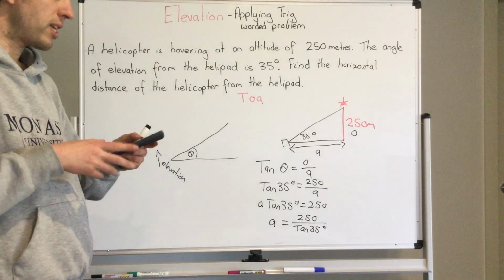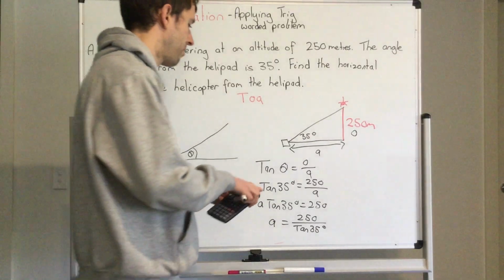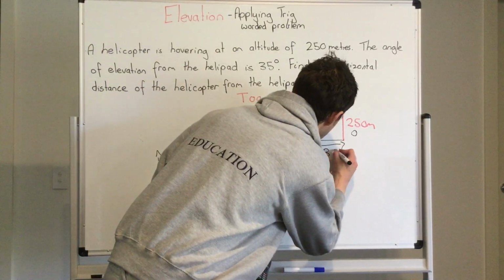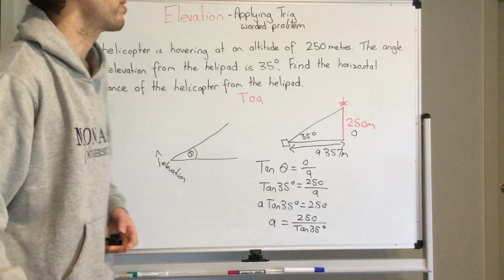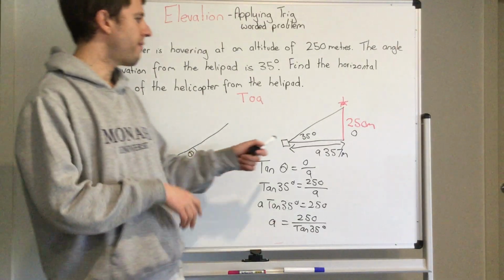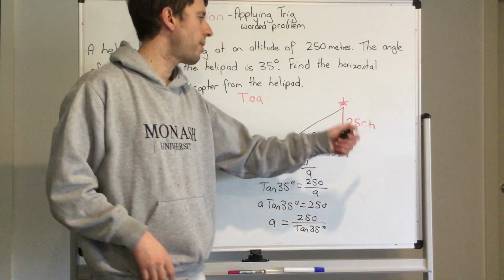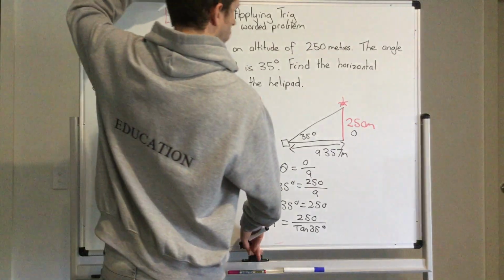And that gives me 357 meters. 357 meters, point 0 3, but I'm just rounding it to 357. And there we have it. That is the distance between the helipad and the helicopter. Now let's move on to a second question.